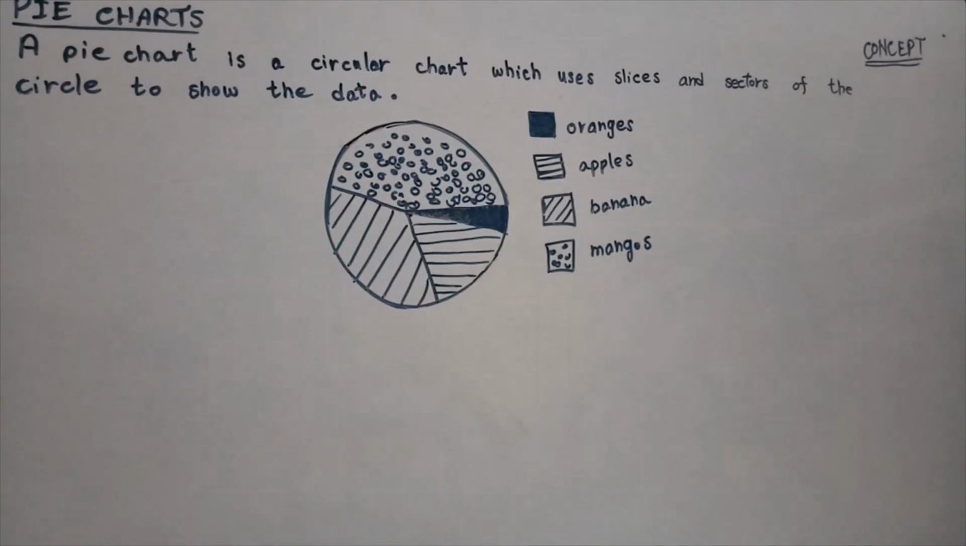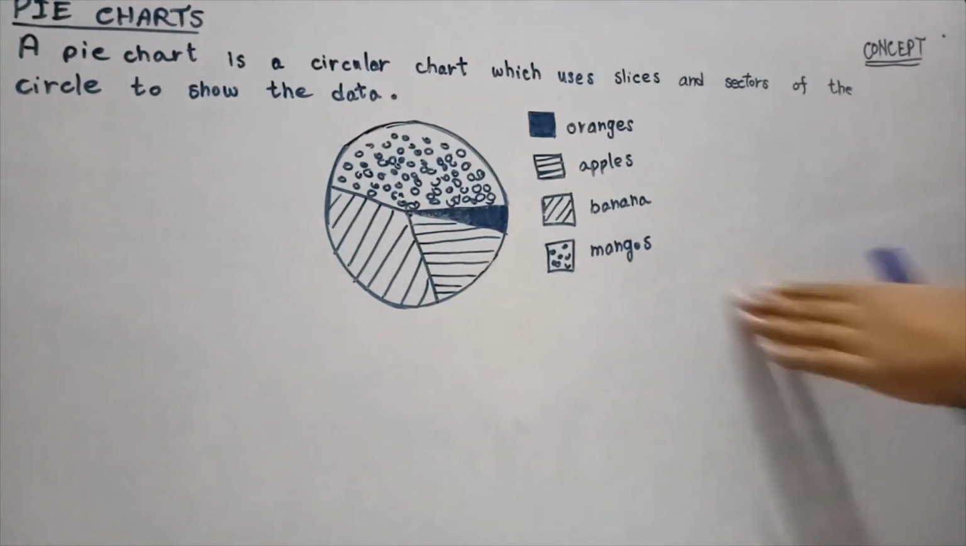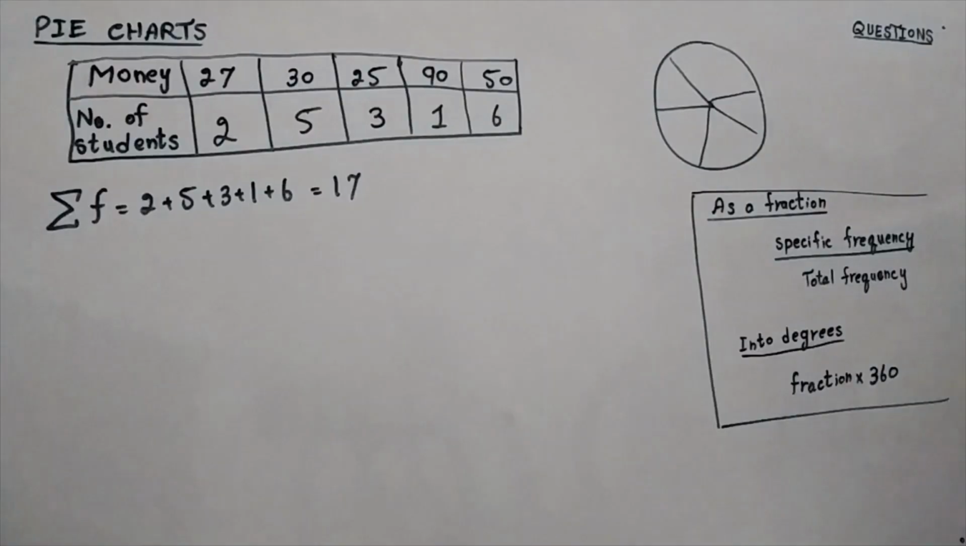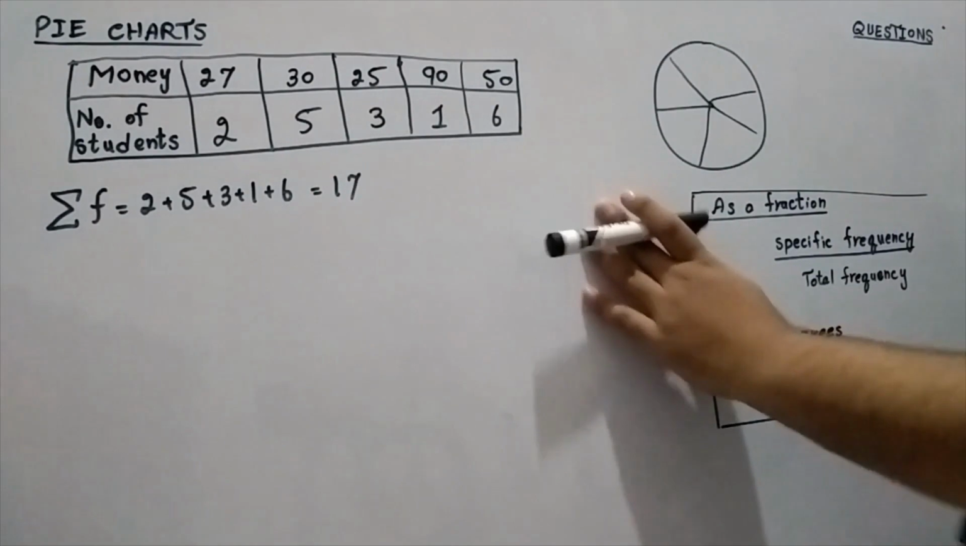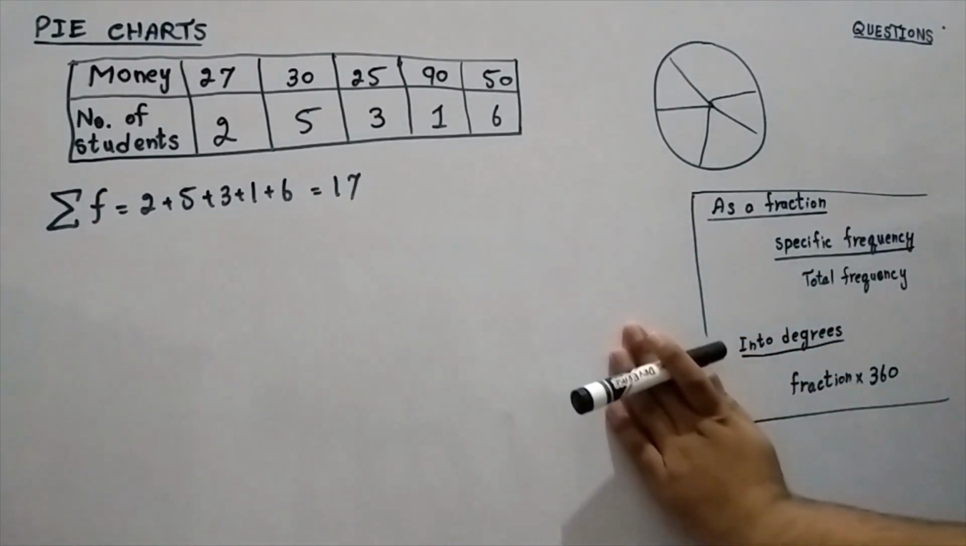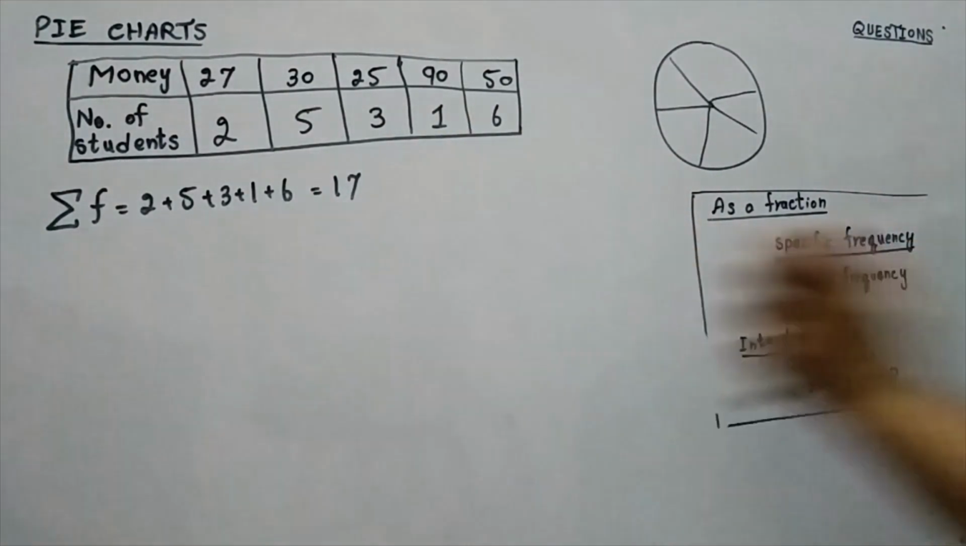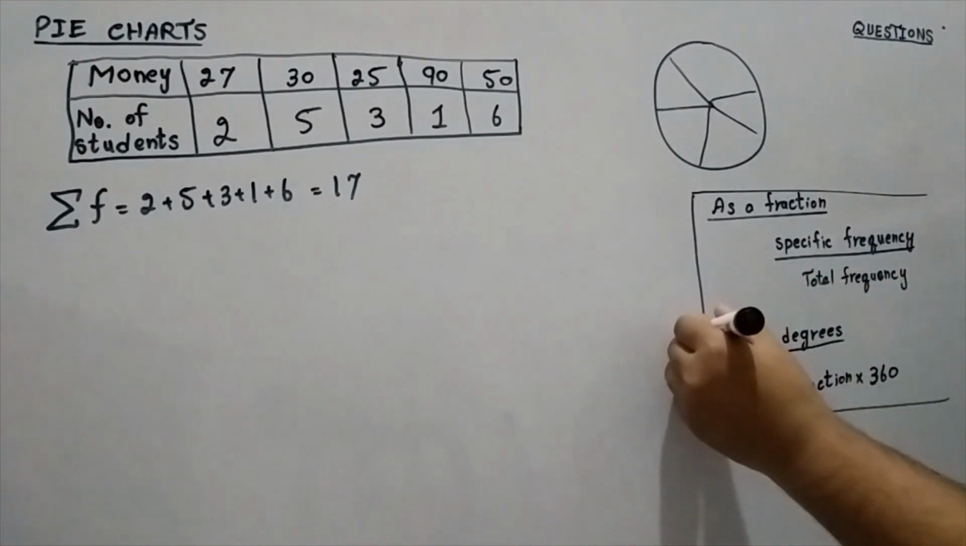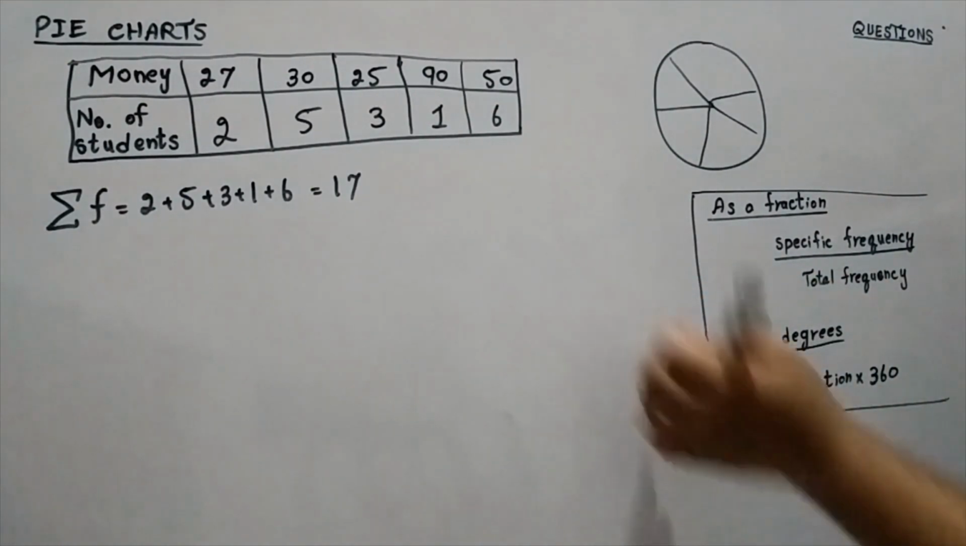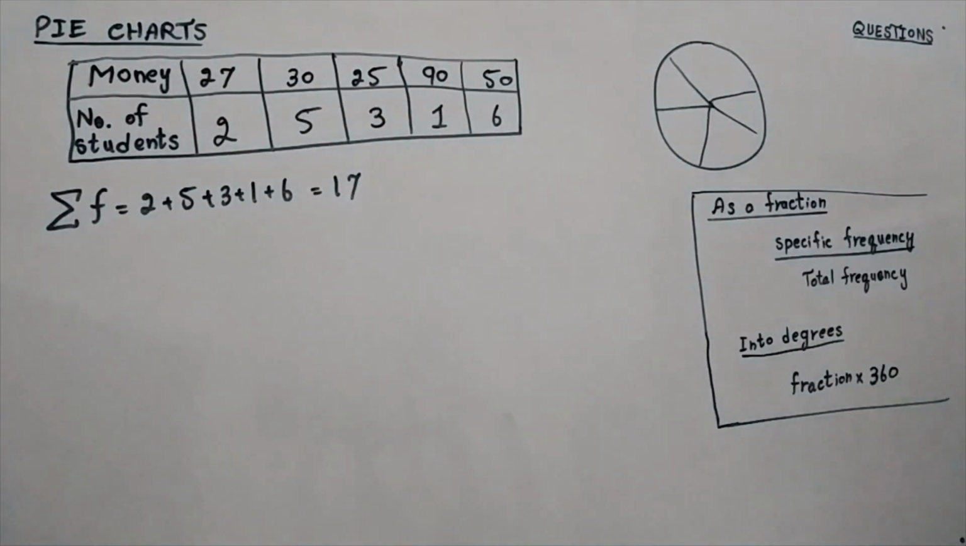Clear? So now we will see how to draw a pie chart, and we will discuss how to take the percentage of some given data. Let's see. Now we have our question. Here we have to draw a pie chart. Here data is given. You can see here we have money, and here we have the number of students.